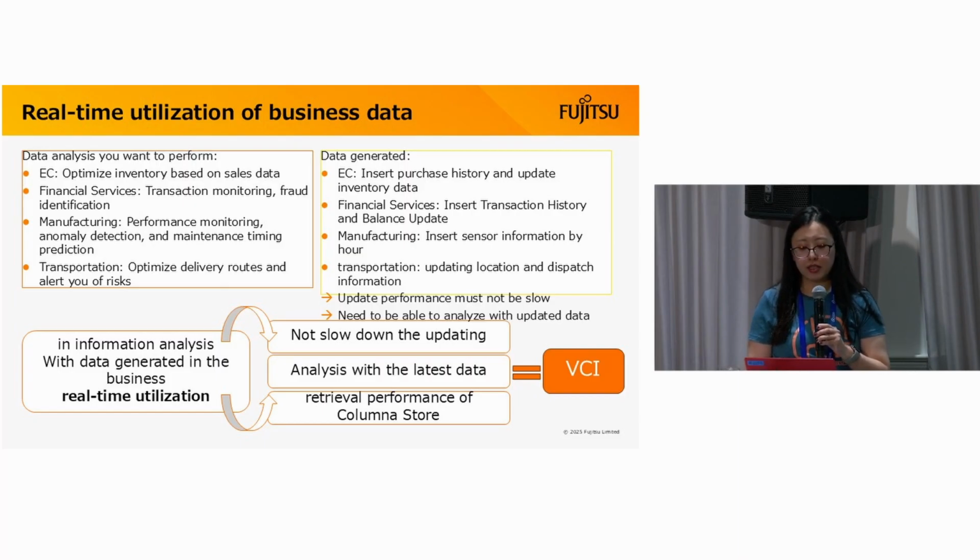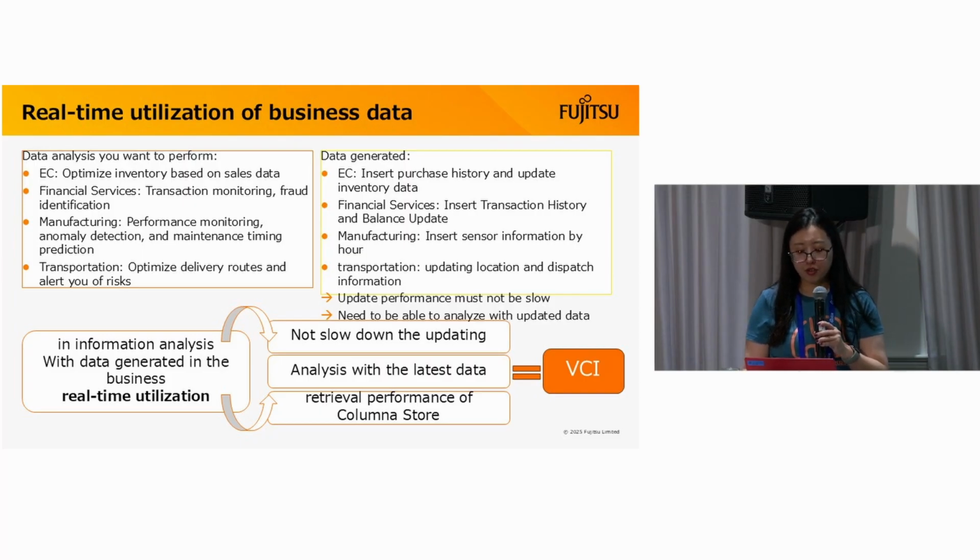The first is the columnar store. To utilize business data in real time, we have developed two things in VCI. A, to avoid degrading OLTP update performance, the data generated is converted to columnar asynchronously. B is to search all data, including newly updated data.